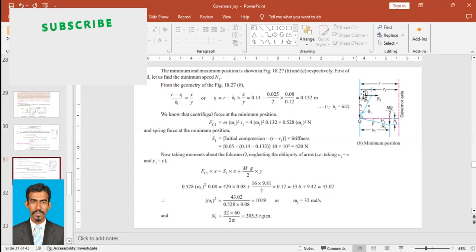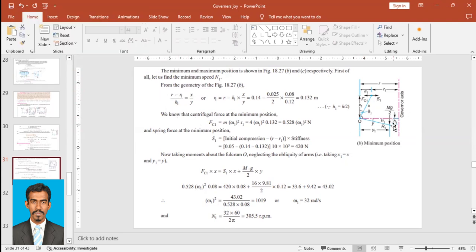In that case, a1 can be replaced by r minus r1. So r is the radius at mean position, and r1 is the radius at minimum position. So r minus r1 is equal to a1. So we can put r minus r1 upon h1 is equal to hypotenuse x upon hypotenuse y, so x upon y. Based on this, we can find r1.